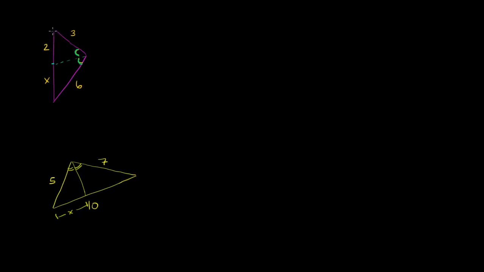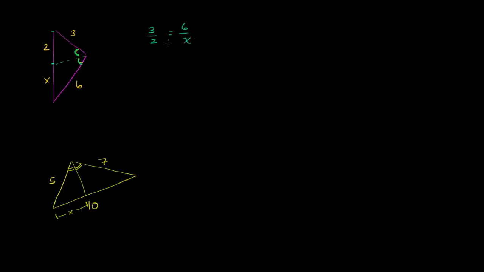And then they tell us that the length of just this part of this side right over here is 2. So from here to here is 2. And that this length is x. So let's figure out what x is. So the angle bisector theorem tells us that the ratio of 3 to 2 is going to be equal to 6 to x. And we can just solve for x.